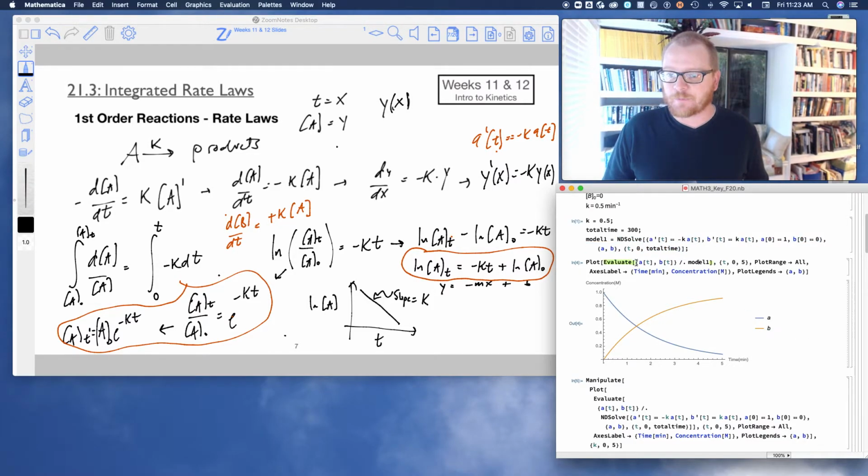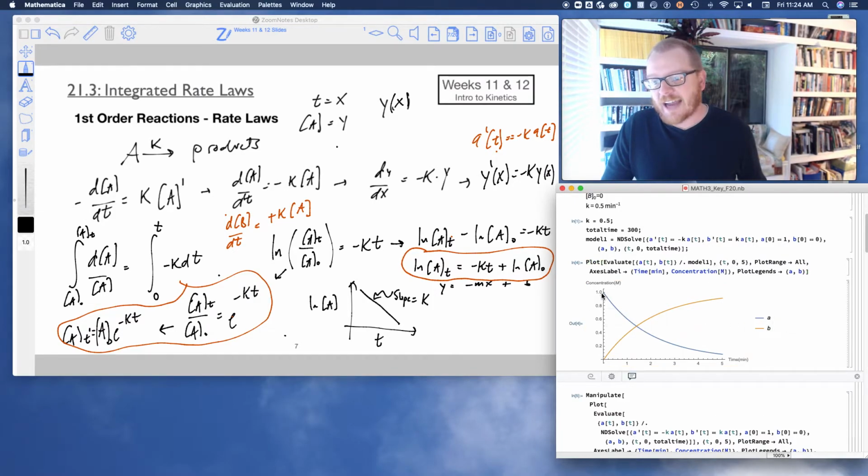Now look at my syntax here. I'm saying plot, evaluate this list, just A and B. If we had more reactants, maybe reactant C, D, E, I would include those in the list. And we remember that this means replace. So I'm saying replace these solutions with Model 1, and Model 1 is right there. Now I say plot from t equals 0 to 5, plot range all, and beautiful, we can see reactant decay, product evolution.